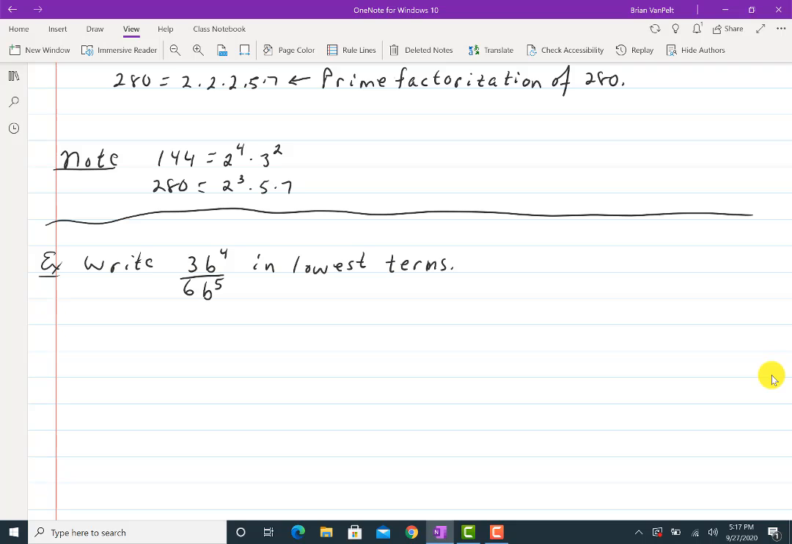So one way you can think of this is 3b to the 4th over 6b to the 5th. You can think of this as 3 times b times b times b times b. There's 4 b's. And then I can have 6 times 5 b's. And then you can just cancel out the common b's. I have 4 of them between the numerator and denominator. That means I'm left with 1 b in the denominator. The 3 and the 6, I can cancel. A 3 goes into 3 once, but a 3 goes into 6 twice. So there's one way to do it.